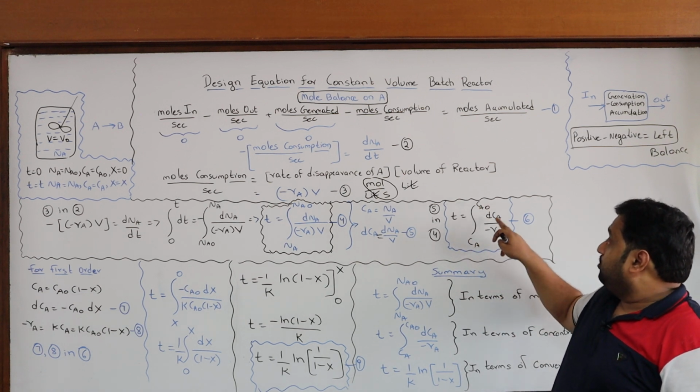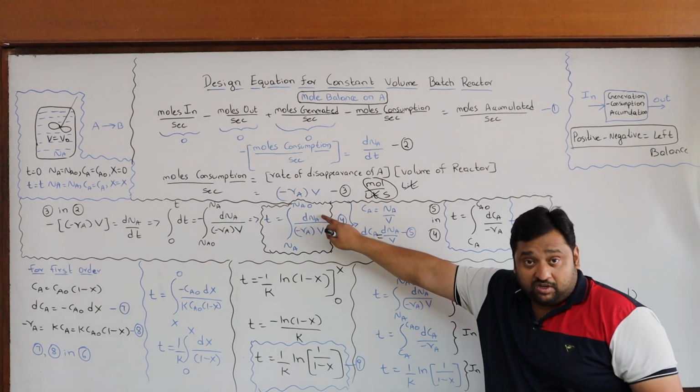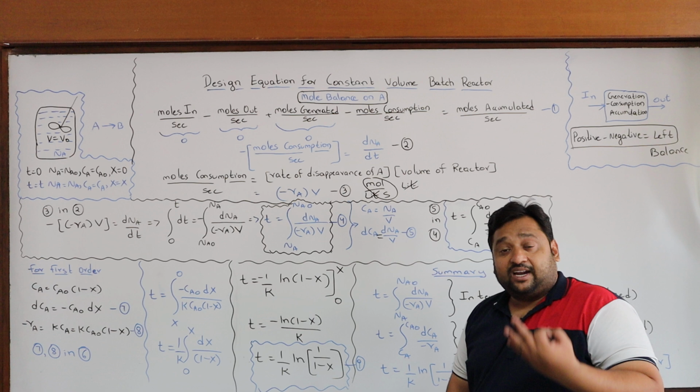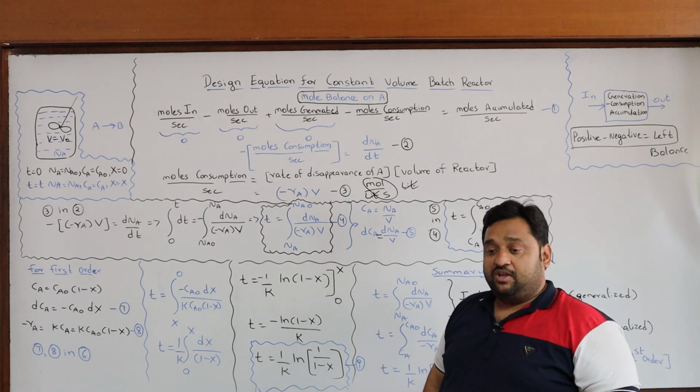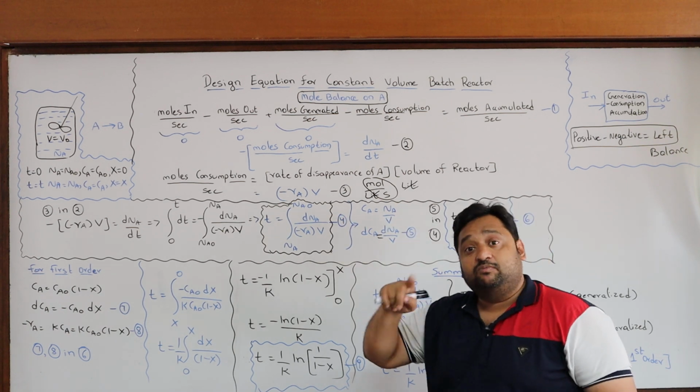Integral Ca to Ca0 dCa by minus Ra. This is in terms of moles Na, this is in terms of the concentration. Now the other thing you might come across is in terms of conversion. Now let us change these equations in terms of conversion.